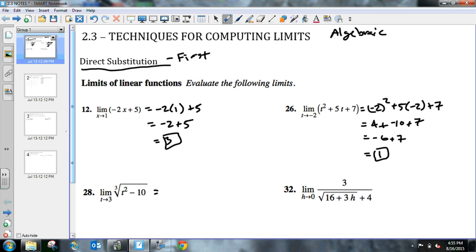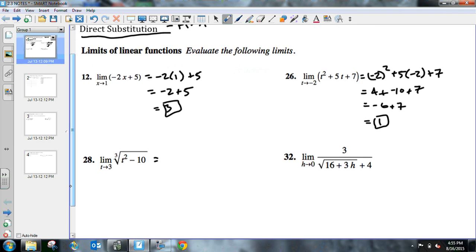So on number 28, the limit as t approaches 3 of the cube root of t squared minus 10. So let's do that. We're going to get the cube root of 3 squared minus 10, which is going to give me the cube root of 9 minus 10, which is going to be the cube root of -1. And the cube root of -1 is -1. Okay, -1 times -1 is 1 times -1 is -1. Okay. All right, let's try number 32.